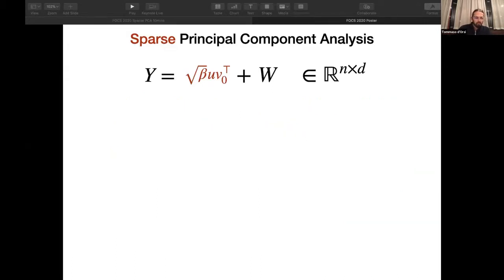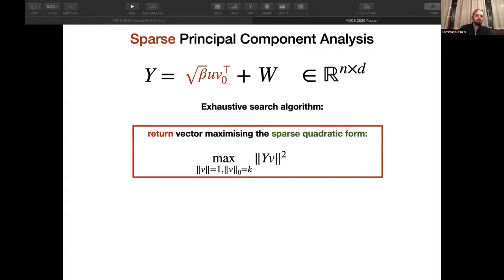Okay, so if we try to solve this problem and disregard computational efficiency, a simple approach is exhaustive search, where we try to maximize the sparse quadratic form of Y.